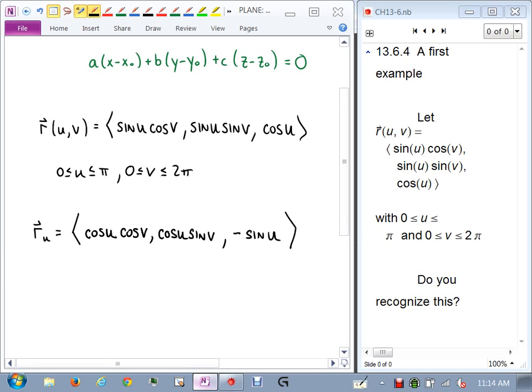Okay. Next thing, I need the partial of r with respect to v, so go through it again, treating your u like a constant this time. What's your first component? Negative sine u sine v. You could go either way with that, right? And then the derivative of the middle component with respect to v: sine u cosine v. And finally, the derivative of cosine u with respect to v is 0 because it's a constant.